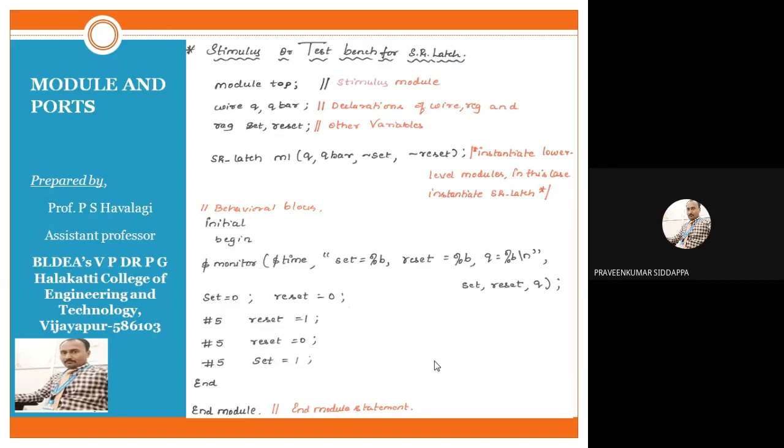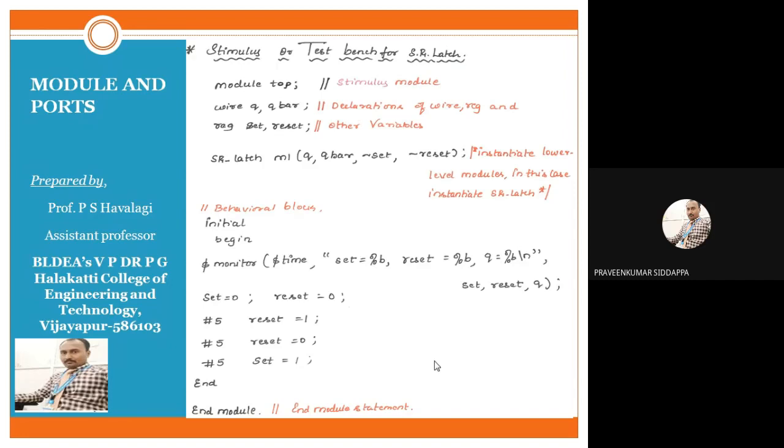Whenever we are writing the stimulus, or otherwise calling it a test bench, we write module top, or you can write module stimulus also, no problem. We are writing the stimulus, and we will get it by reading that syntax. After writing that first syntax, for every code we should write the same module top or module stimulus.